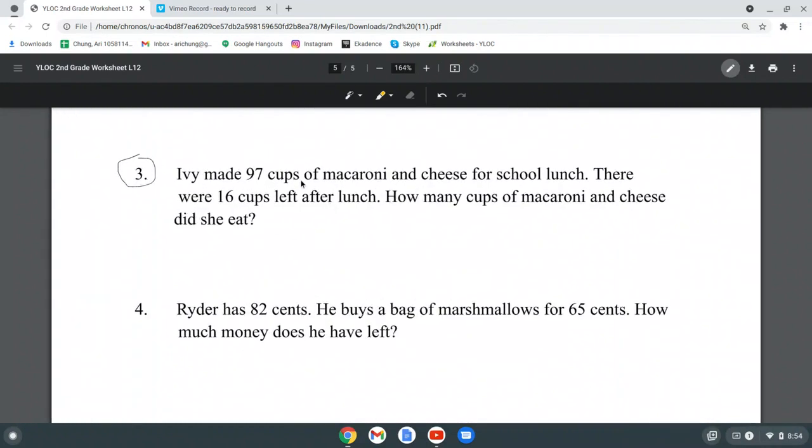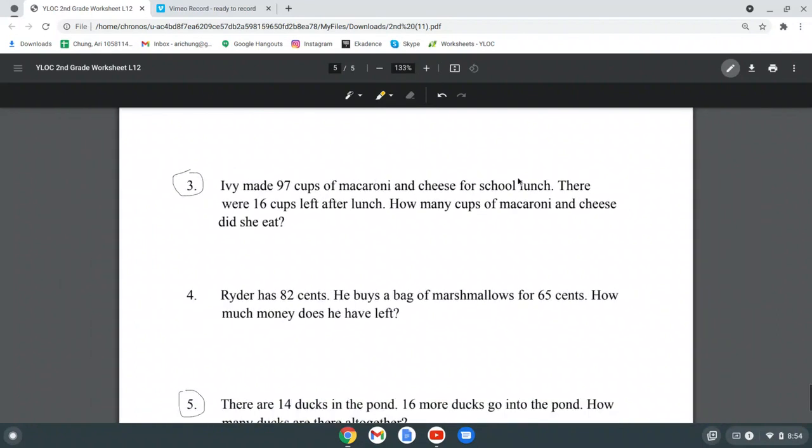Ivy made 97 cups of macaroni and cheese for school lunch. There were 16 cups left after lunch. How many cups of macaroni and cheese did she eat? So let's read this and see that she made 97 cups, and then there were 16 cups left after school. So to find out how many cups of macaroni she ate, you have to subtract 97 minus 16. We have 7 minus 6.